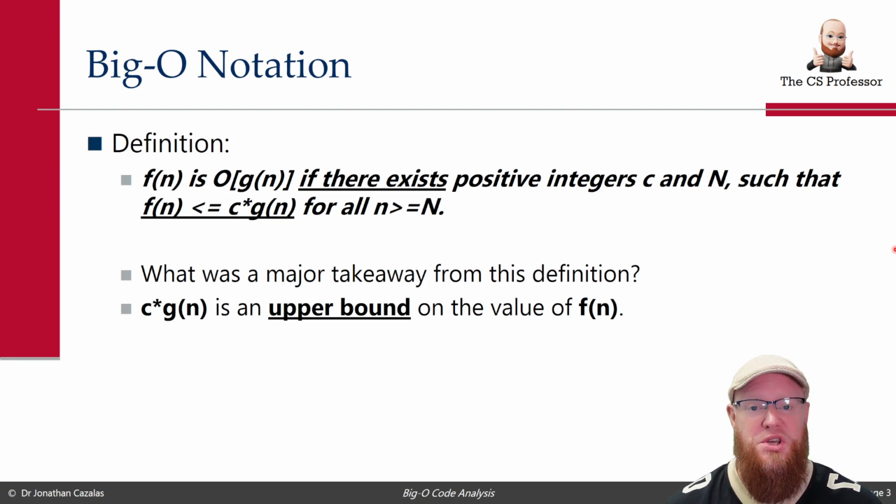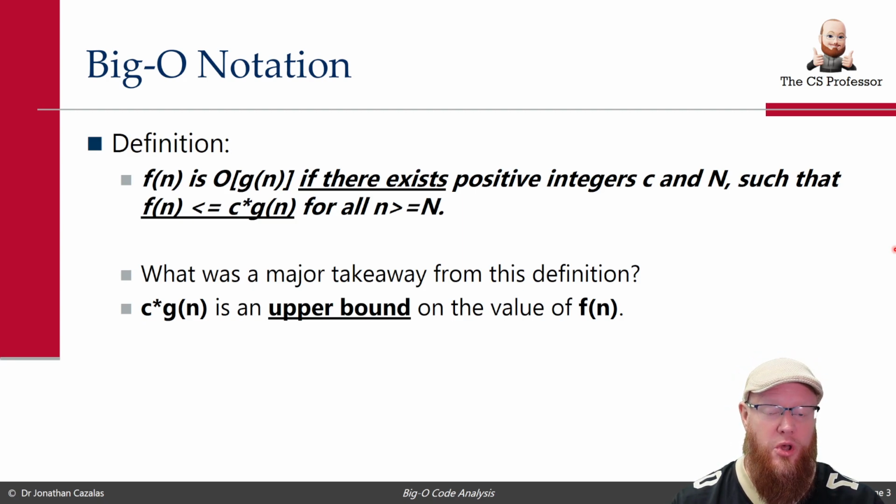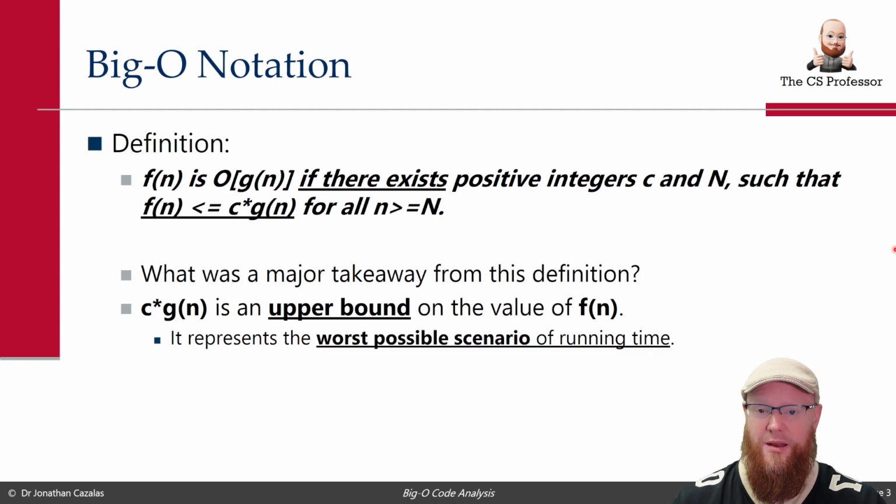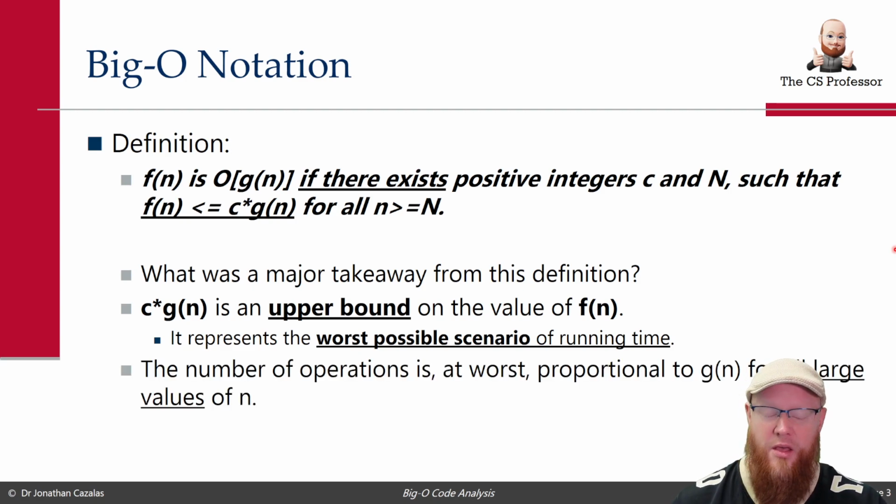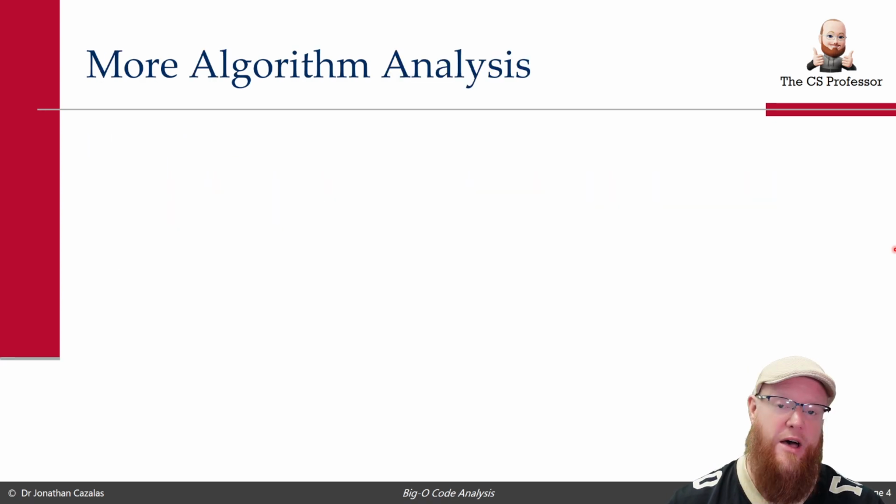That c times g of n is actually an upper bound on the value of f of n. If we say this function runs in O of n squared time, that n squared really represents an upper bound, with the knowledge that there's a constant c that we then find. It represents a worst possible scenario of the running time. The number of operations is at worst proportional to our given g of n for large values of n.